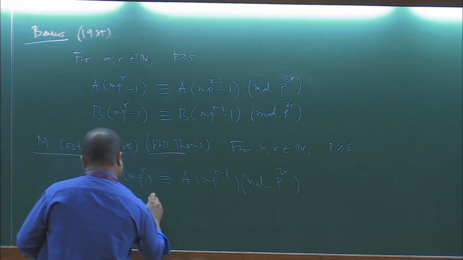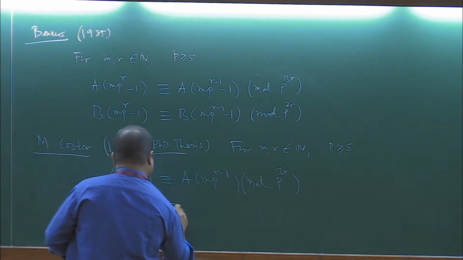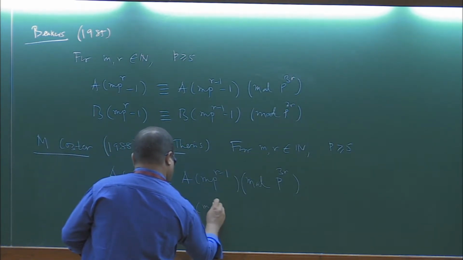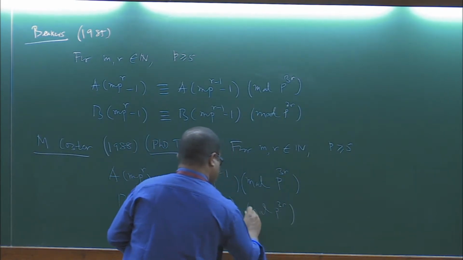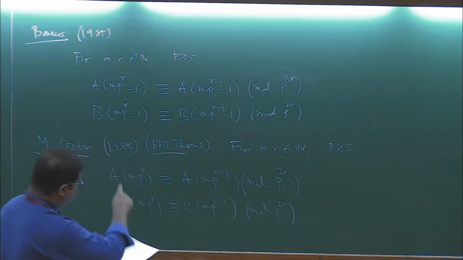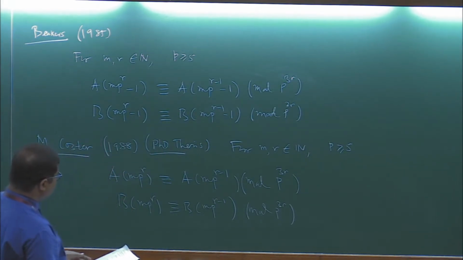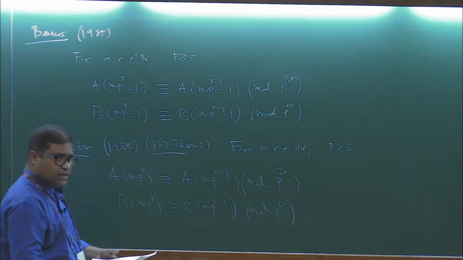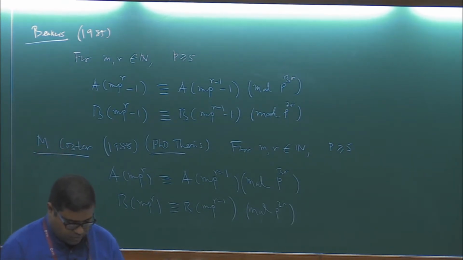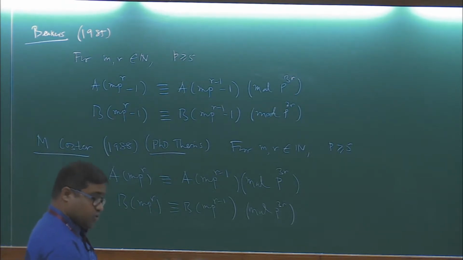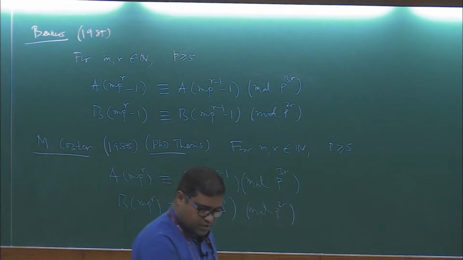Similarly, for the congruence B at p minus 1 modulo p to the power 3r. So the major part of his thesis developed a systematic way of proving this kind of congruence. If time permits, we'll prove a theorem according to Koester's method. So this thesis nicely develops how to prove congruences of this type.